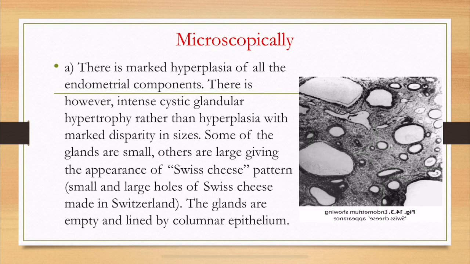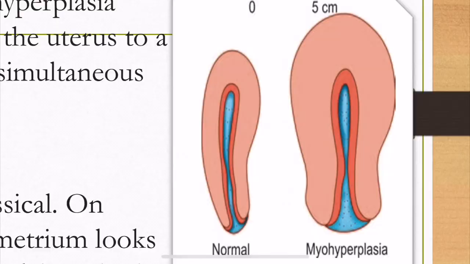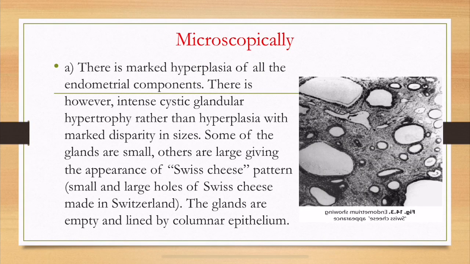Now we'll see microscopically how you diagnose it to be DUB. There is a marked hyperplasia of all the endometrial components. You can see the endometrium here. There are marked changes of all the components of the endometrium. There is, however, intense cystic glandular hypertrophy rather than hyperplasia. So there is intense hypertrophy rather than an increase in the number of cells.